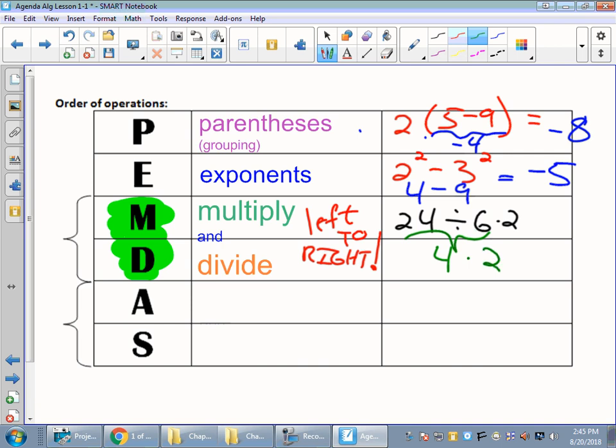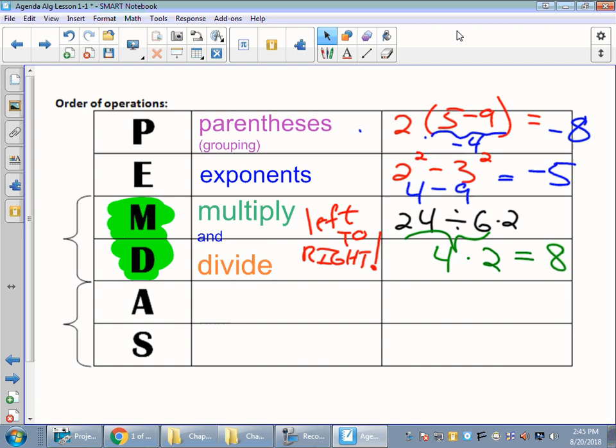So left to right across. And then 4 times 2 equals 8. It's worth noting in this case that you get the answer of 8. But if you were to go right to left here and multiply the 6 times 2 first, you'd get an answer of 2 because you'd have 24 divided by 12, and you'd get 2. That's not correct. 2 is not the correct answer.